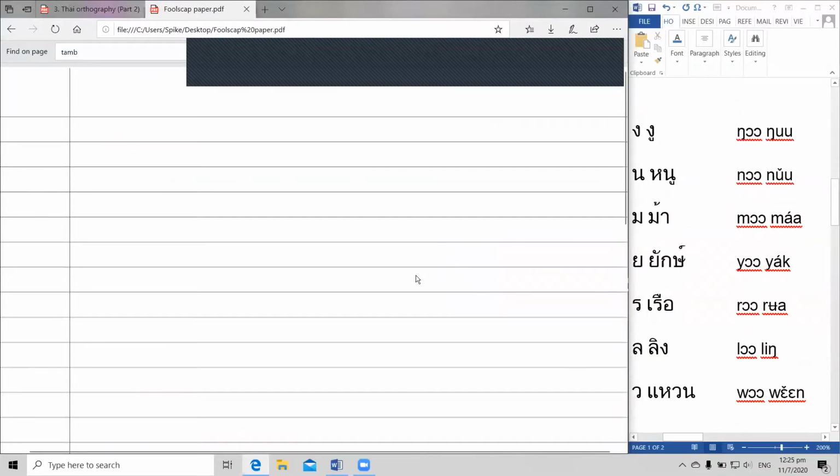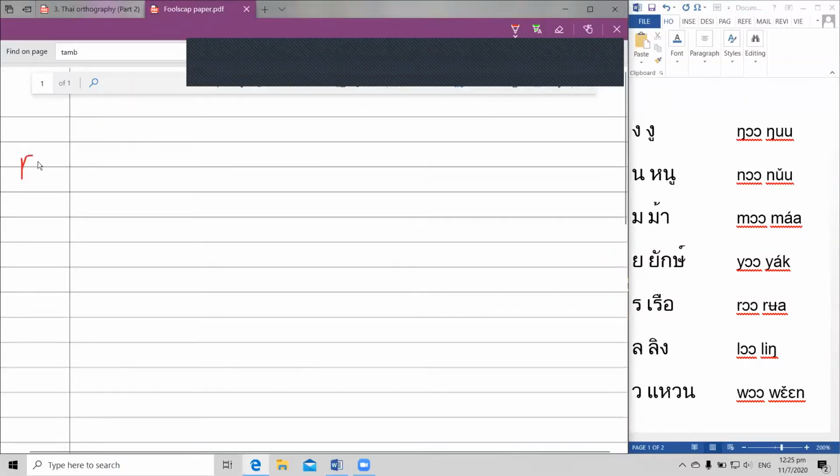Okay, so the first one is ngongu. How to write ngongu? So ngongu is like that, right? Start from the circle. Remember, if you see a circle, just start from it. So this is how you write ngongu. Circle, down and up. Circle, down and up. If you write it small, it looks like this.